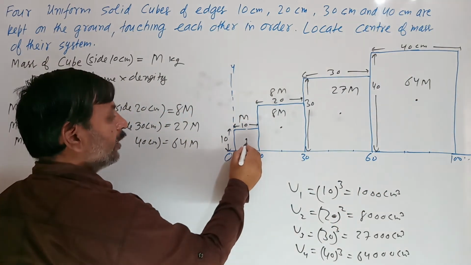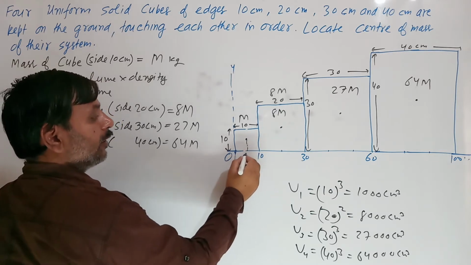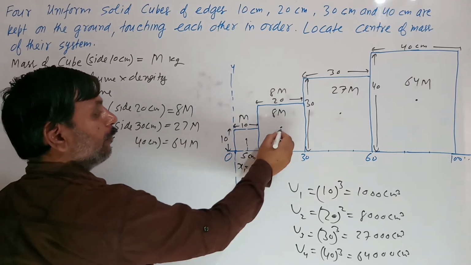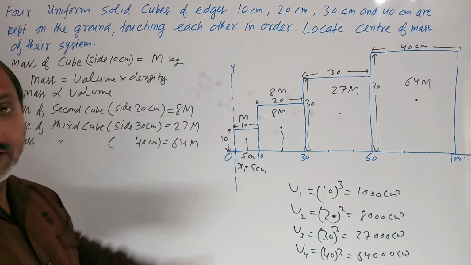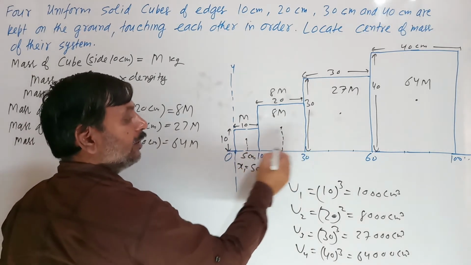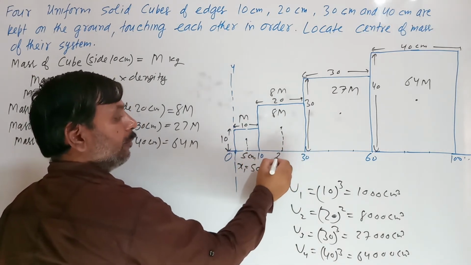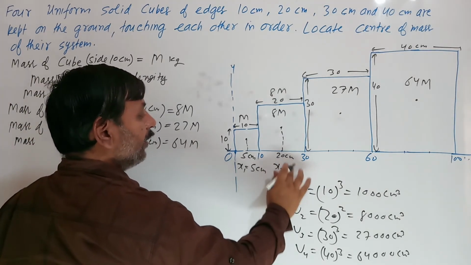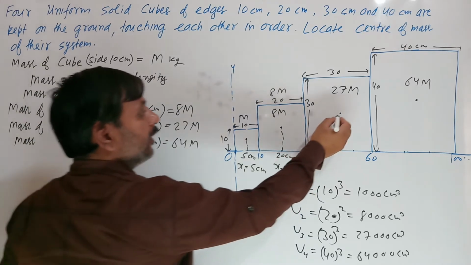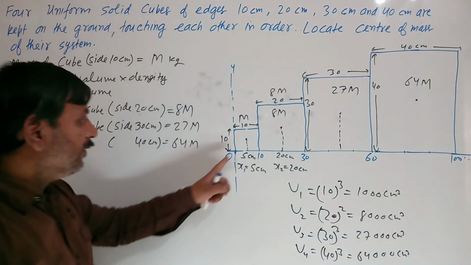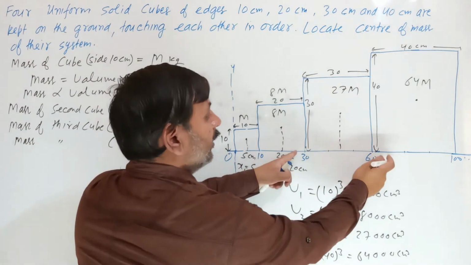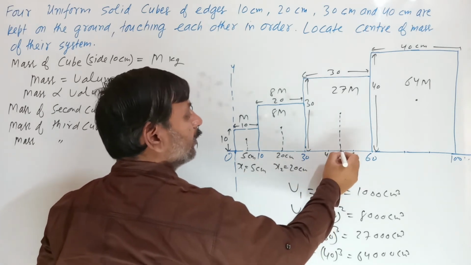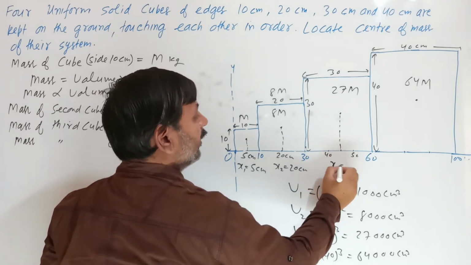For the first cube, the position is 5 cm, so x1 is equal to 5. What about x2? You can see here, this is 10 and this is 20, so x2 is equal to 20. For the third, you can see this is 30 and half of 30 is 15, so 30 plus 15 is 45. This is x3 is 45.